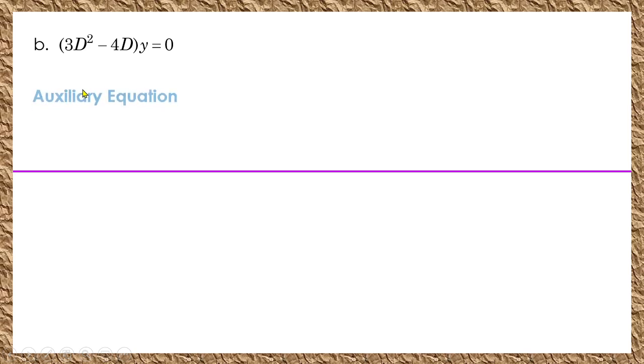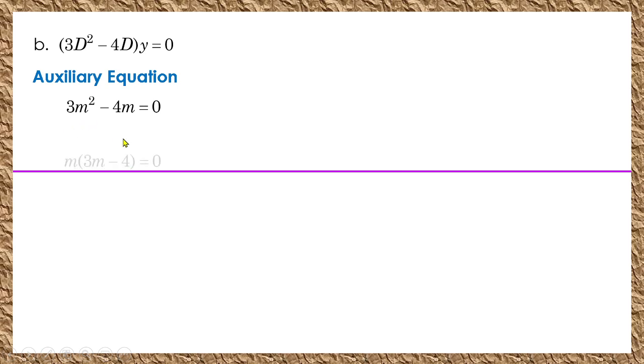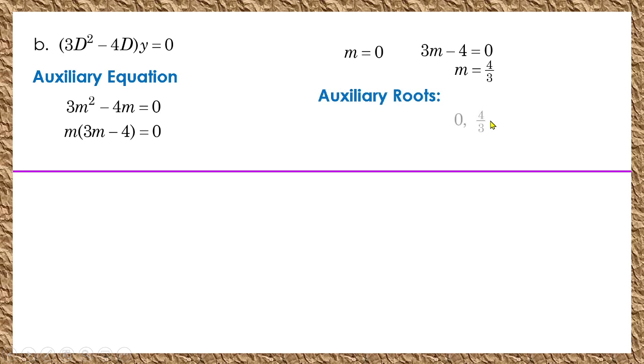3m squared minus 4m. Okay? Factor out m. So we get m(3m minus 4) equal to 0. What are the roots? 0, and the other root, 4/3. What are the auxiliary roots? 0 and 4/3.